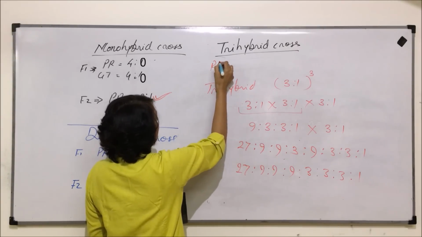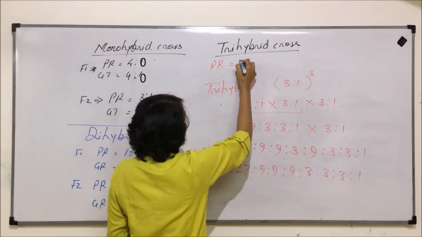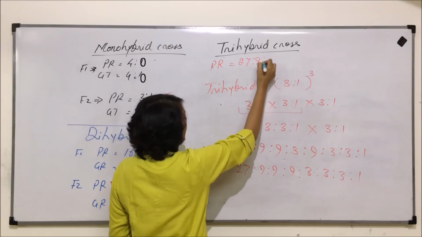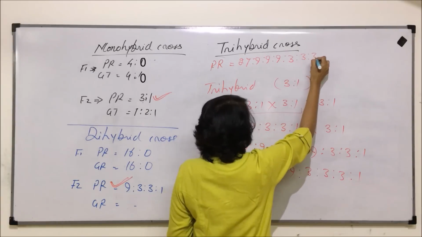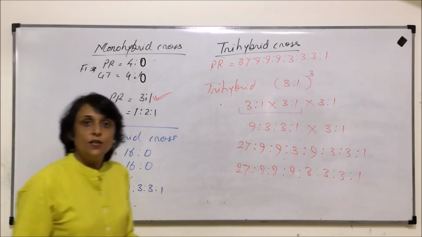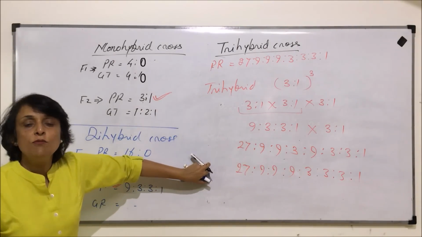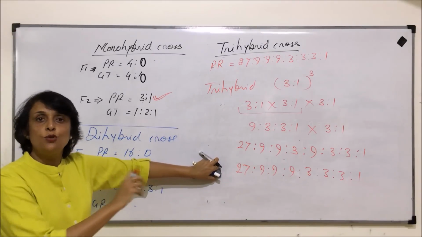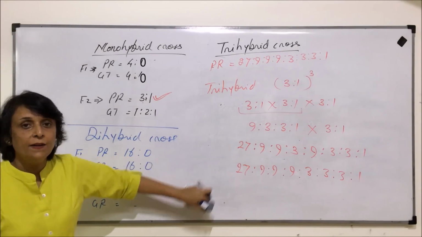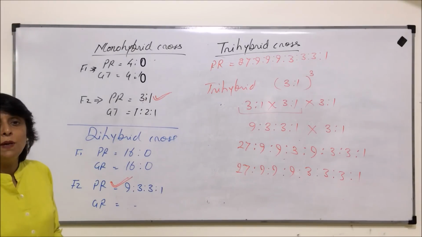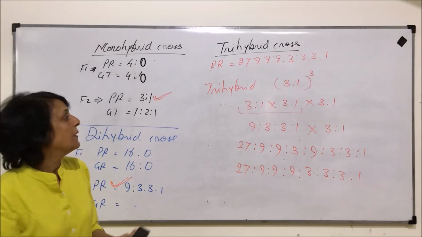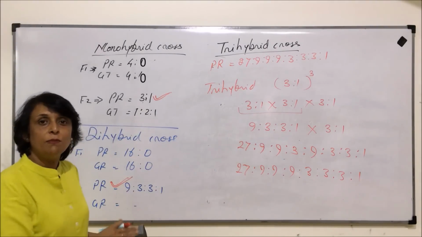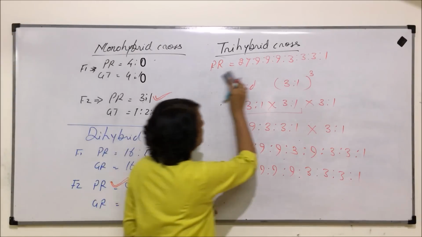So phenotype ratio will be 27, then 3 times 9, then 3 times 3 and 1. So by using the formula, we are able to reach this number. But we also need to remember the normal orthodox method in case we forget this formula. That's why we discussed the normal method first and then I'm giving you this formula.